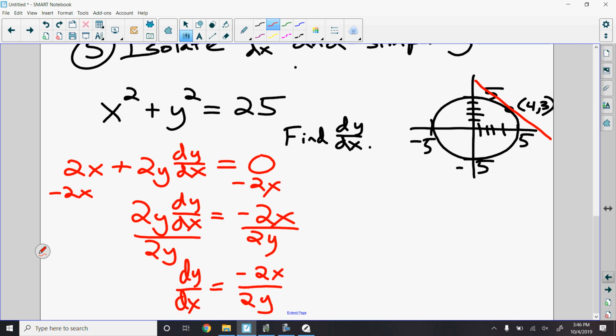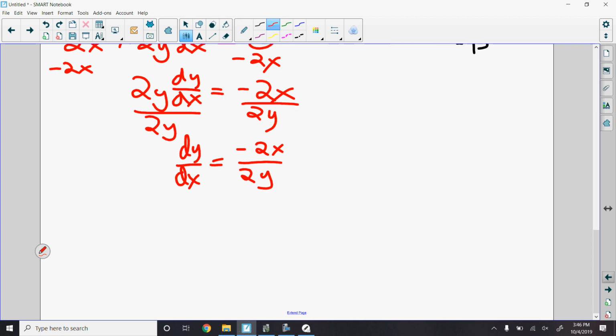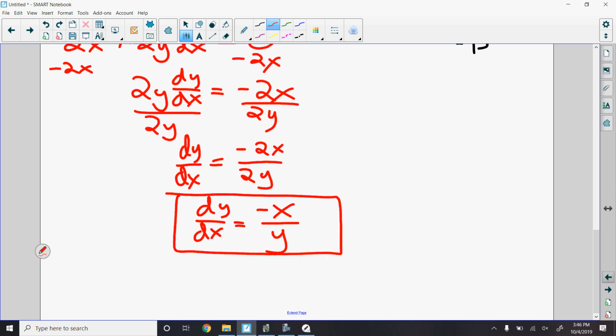The next thing I want to do is take a look. Now that I've isolated dy/dx and have it by itself, I'm going to see if there's anything that reduces. Well, I see a 2 in the top and a 2 in the bottom, and there's only one term in both the top and the bottom, so I can divide those 2's out, and I can get dy/dx equals negative x over y. That would be my final answer here.